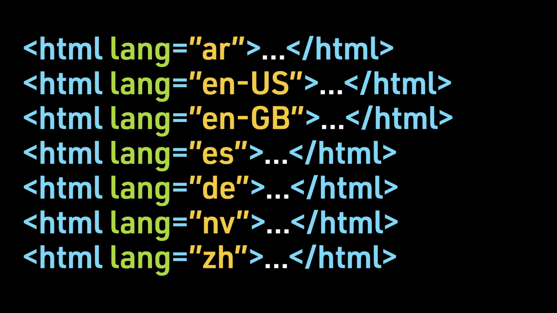HTML lang equals DE in quotation marks, HTML closing tag. HTML opening tag, lang equals NV in quotation marks, HTML closing tag. HTML opening tag, lang equals ZH in quotation marks, HTML closing tag. So in the first example, we are declaring the language in Arabic, the second in American English, the third in British English, the fourth in Spanish, the fifth in German, the sixth in Navajo, and the last in Chinese. Presented by Designers Learn Code.